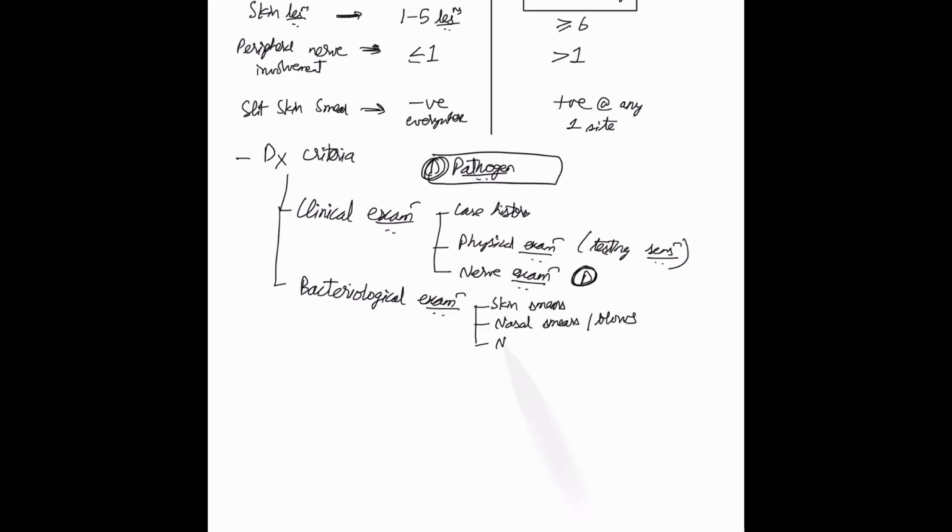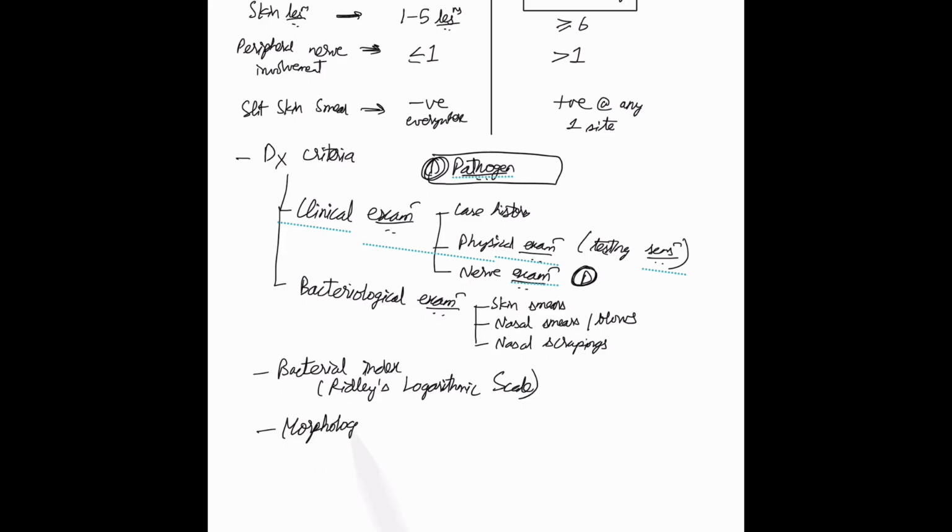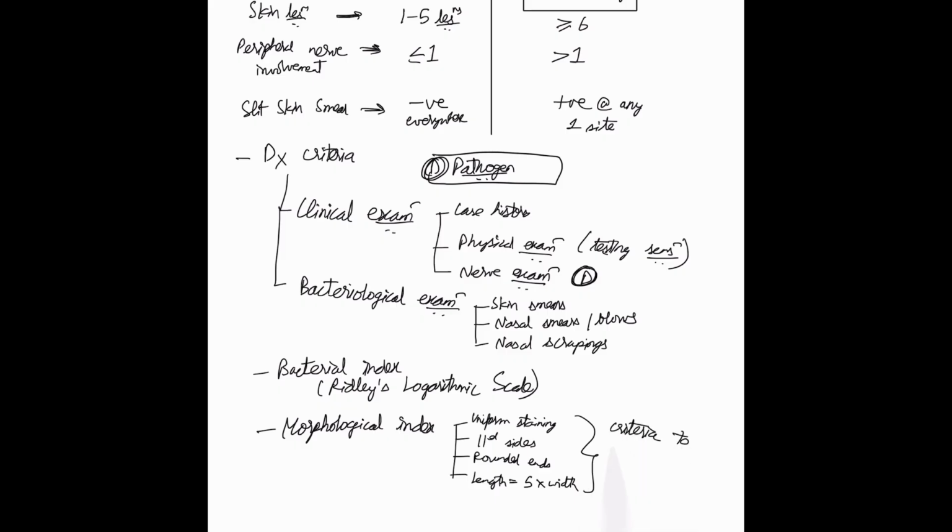Then coming to bacteriological examination, we have skin smears, nasal smears or blows, and nasal scrapings. Then we have the bacterial index, or Ridley's logarithmic scale. Then the morphological index, in which you need to have uniform staining, parallel sides, rounded ends, and length must be 5 times the width to count a bacillus. These are the necessary criteria to count a bacillus. Plus solid, fragmented, granular percentage.